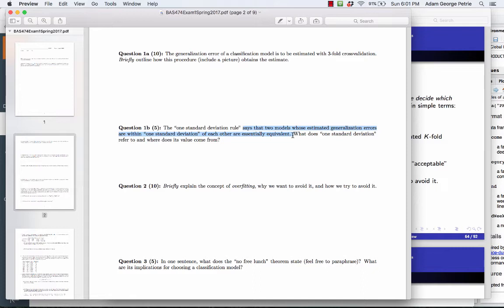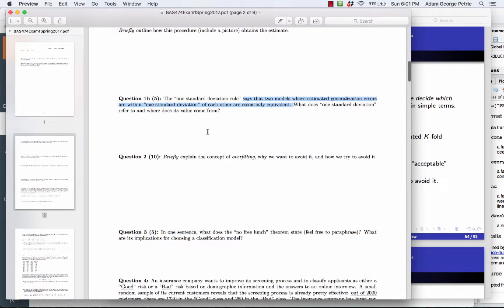So, all right, what does that mean? Where does that one standard deviation come from? What does it refer to? And how can you use that to narrow down the list of acceptable models and to rank models from essentially best to worst? Which ones are definitely better than each other? Which ones are equivalent? Knowing the ins and outs of that one standard deviation rule is something that I want you to know.